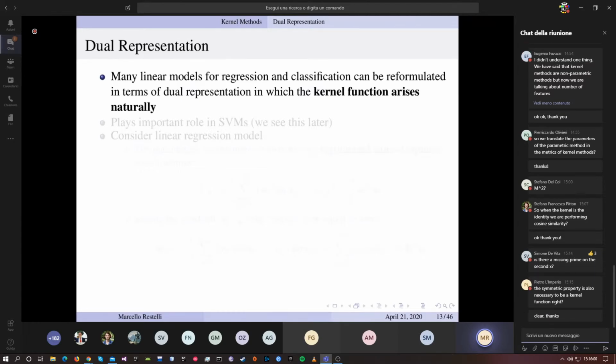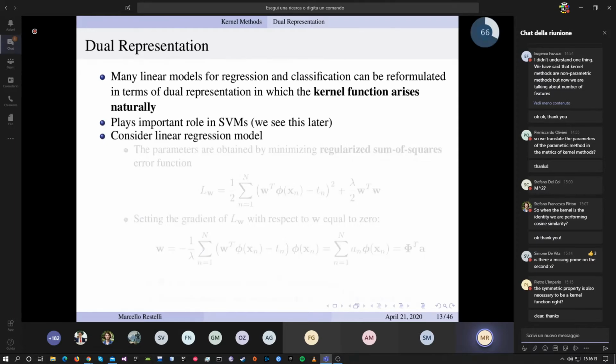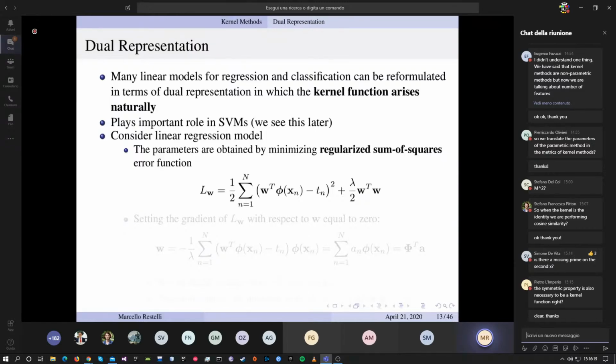So, dual representation. Now we will see how we can move from a parametric method to a kernel method using the dual representation. And to do this, we will make an example using ridge regression. So we have already seen many times the loss function of the ridge regression approach. As usual, you have the first part of the loss function that is the one related to the loss in the prediction, so the sum of the square errors, and then you have the penalization. The penalization is again lambda divided by 2, and then you have the L2 norm of the weights that, as you know, can be written as the scalar product of W with itself. That is the same as writing the L2 norm square of W.